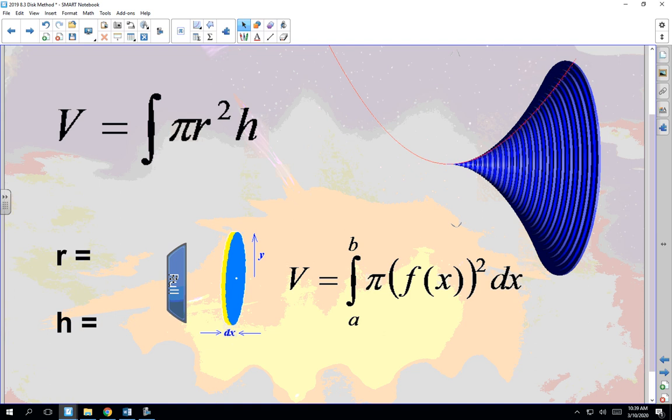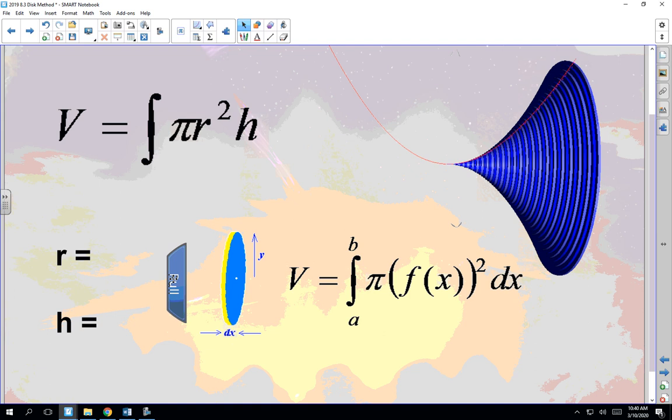Yeah. Will we also be doing this for the y-axis? Yes, we will, and I'll do some examples with you as well. But this is the formula. It's volume equals integral from a to b of pi f of x squared dx. So make sure that's written down. We may even get to an example today over the y.